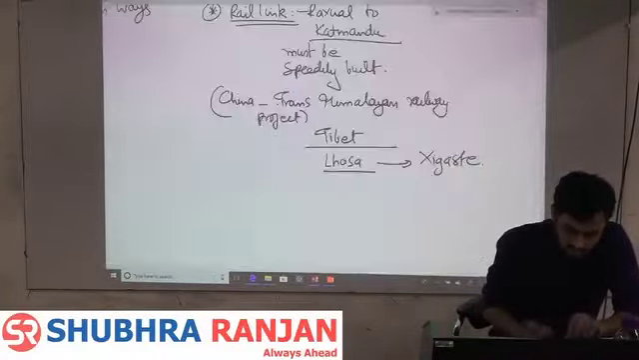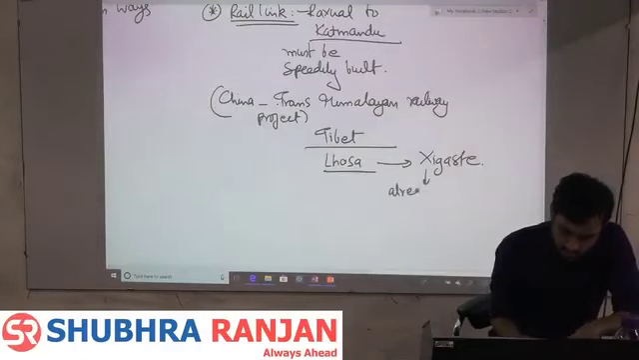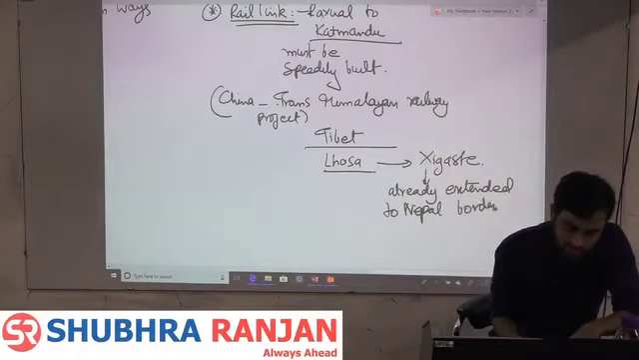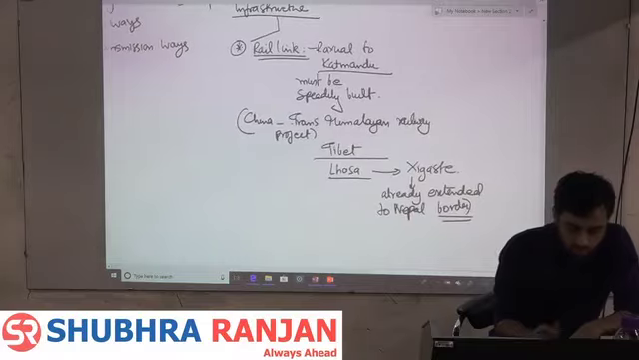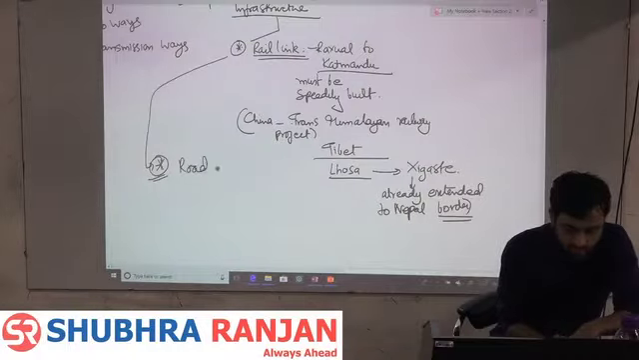So this is just to tell you that from Shigatse, they've already extended to the Nepal border. India must speedily construct the rail line from Raxaul to Kathmandu. Brother, the rail link is fine, but road infrastructure also needs to be improved.